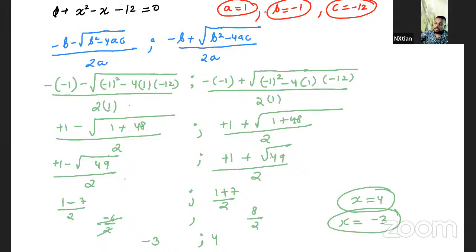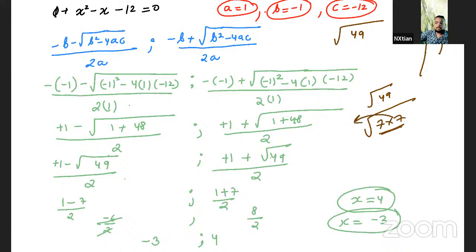So basically, if you write root 49, you have to do prime factorization of 49. So it becomes 7 and 7 and 1. It means 49 can be written as 7 multiplied by 7. Now you have to do pairing. Only if two numbers are there, then only one number will come out. So we have a pair of 7 into 7, and from this one number will come out, it becomes 7. So root 49 can be written as 7. That's why I wrote 7. So 1 minus 7 upon 2 is minus 6 upon 2, which is minus 3. And 1 plus 7 upon 2 is 8 upon 2, which is 4.